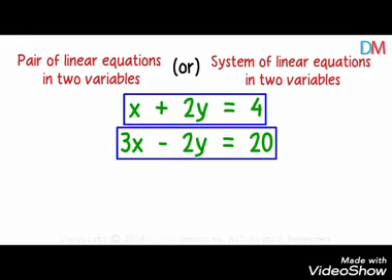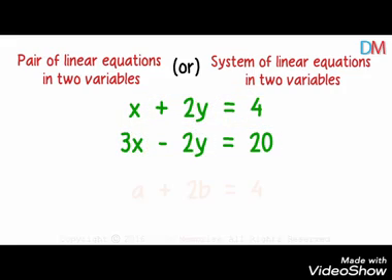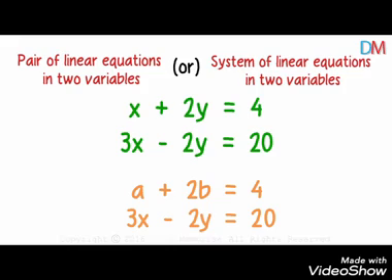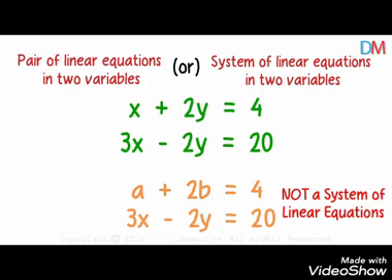Note that both equations have the same two variables x and y. a plus 2b equals 4 and 3x minus 2y equals 20 will not form a system of linear equations in two variables, as the two variables in each equation are not the same.